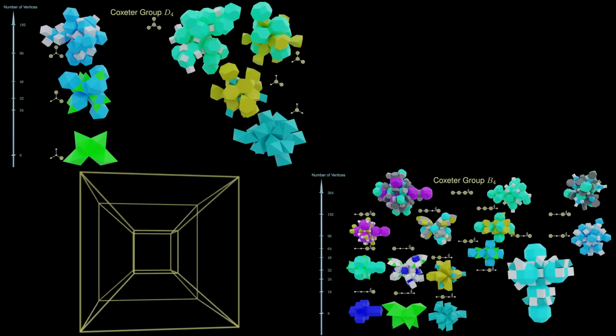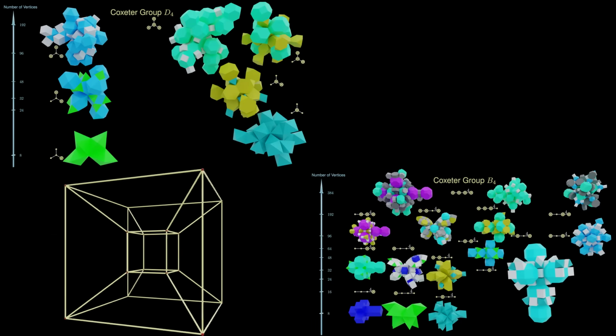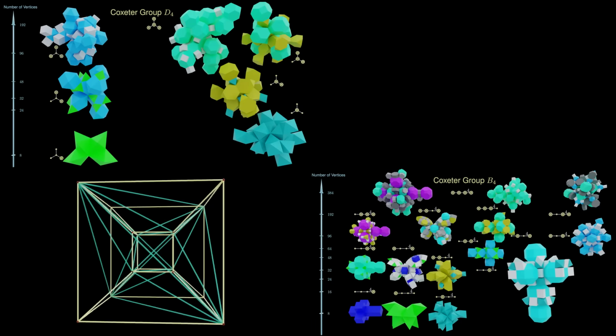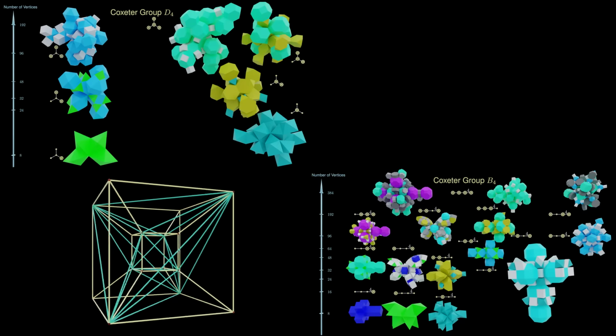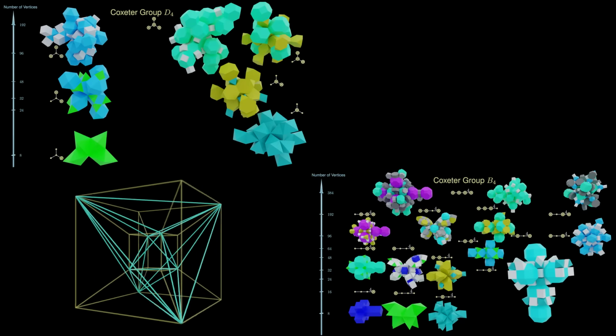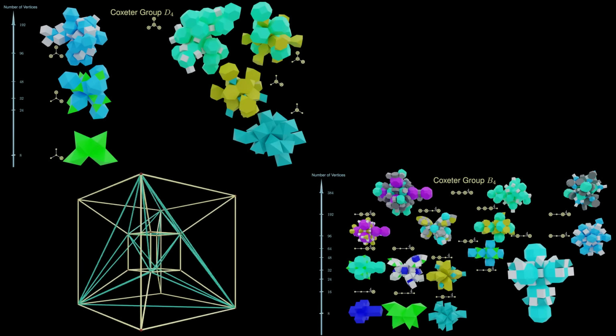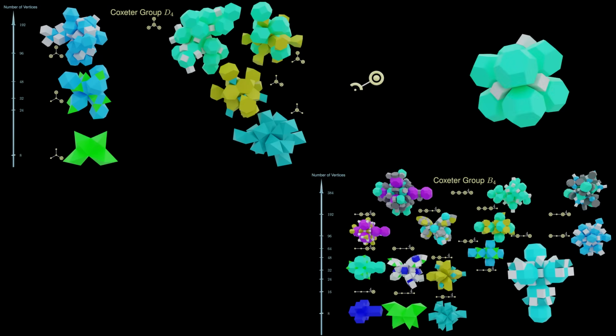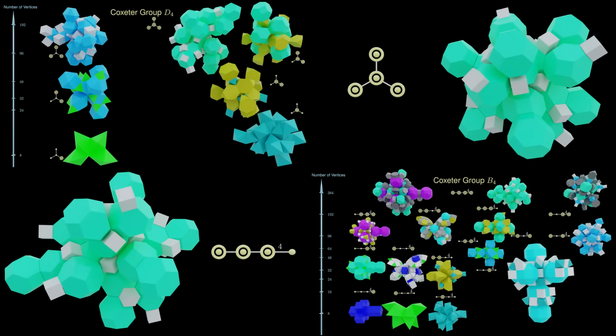A concrete example illustrates this relationship. Begin with a tesseract and remove half of its vertices. The remaining structure can be reorganized into a 16 cell, the simplest member of the D4 family. Other polychora arise through analogous reductions. The largest polychoron of B4 has twice as many vertices as the counterpart in D4.